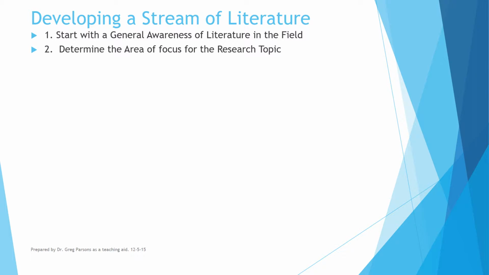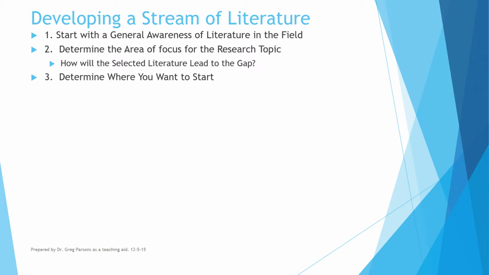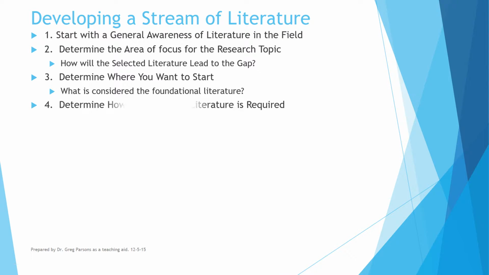That's what you do with your concentration classes. And then as you begin to sort through that and figure out something you're particularly interested in, you want to think of how that particular literature is going to lead to an area you're interested in working, lead to the gap. So you need to know where to start. What's the foundational literature that's necessary? How far do you have to go back? How much related literature is required?